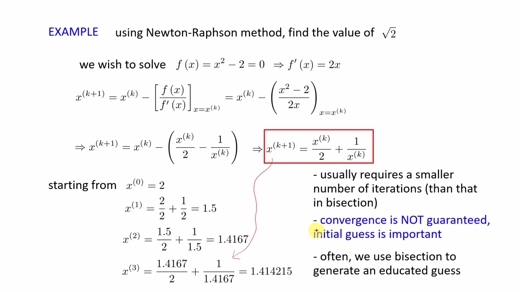However, unlike bisection method, convergence here is not guaranteed. Initial guess is important. If we can take an initial guess close to the root, it will converge. However, it may not converge. That is one of the problems of Newton-Raphson method. That is why sometimes we use bisection method first to generate a good guess, and then we start Newton-Raphson, which will give us a quicker convergence.